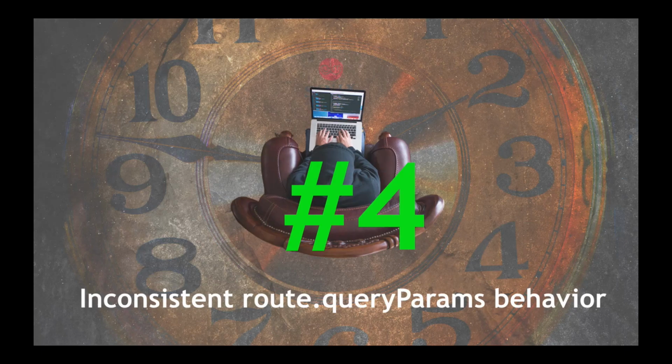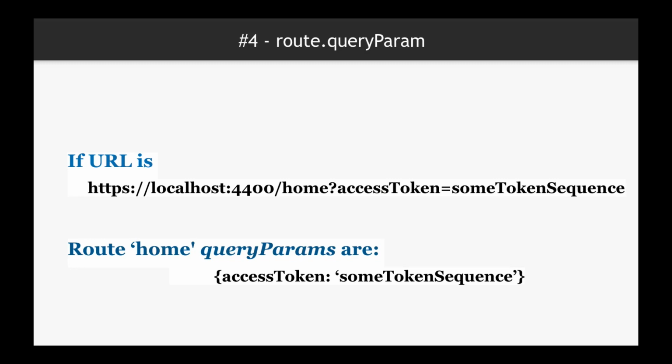Time waster number 4. Inconsistent route.queryParams behavior. Just to be on the same page, here you can see an example of query params for specific URL. So for this home route, query params object will be an object with access token key value pair.